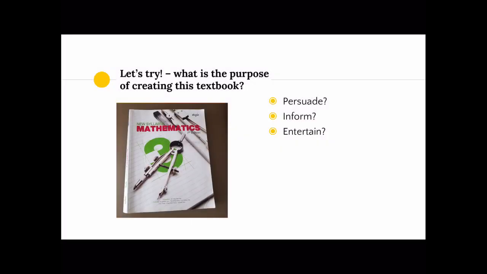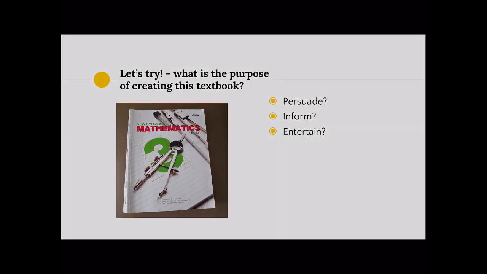What about this textbook? What's the purpose of creating this textbook? Is it to persuade, inform, or entertain? For this textbook, it is actually meant to inform. You're trying to educate students about a certain subject, and over here it's mathematics. So when you're trying to educate, you're trying to let people know more about it, or to learn something new. It may or may not lead to the audience doing something, but at least they will be able to learn something new.